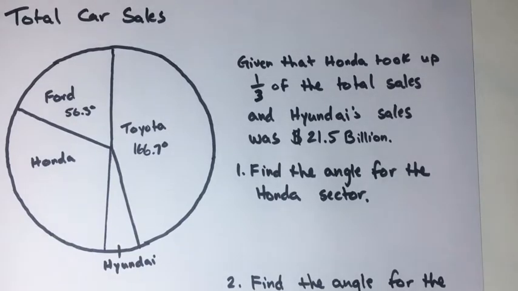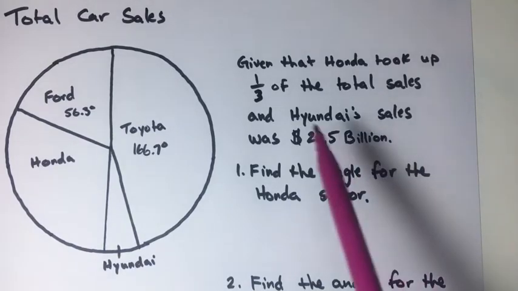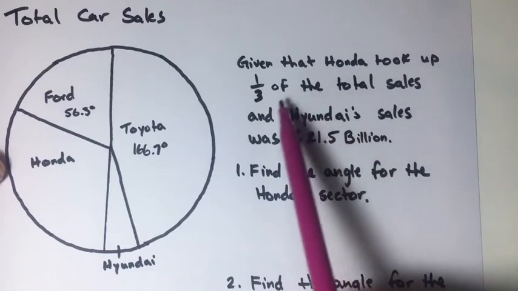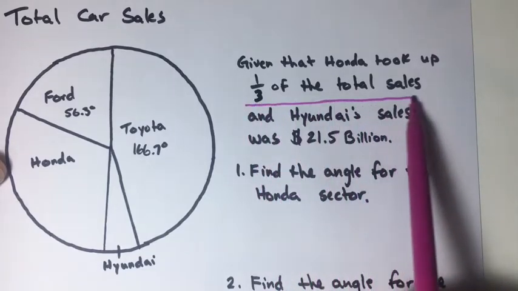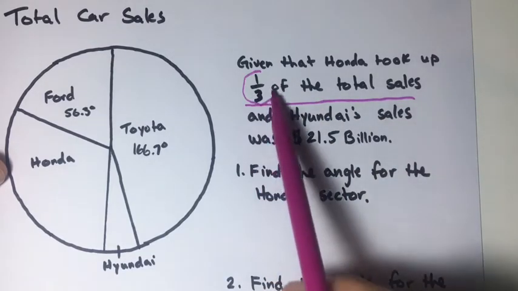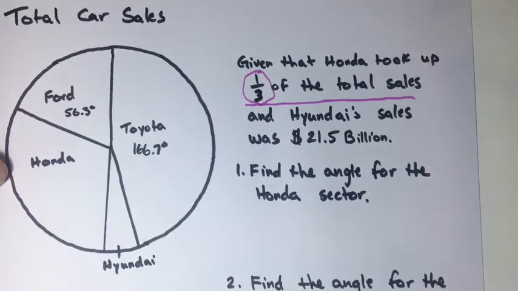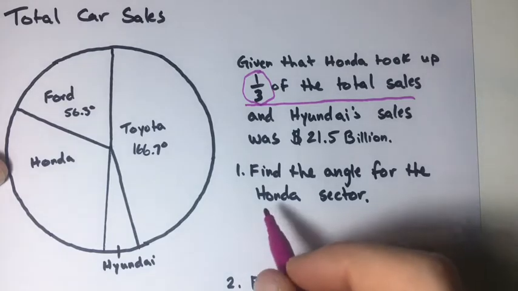So again, we're going to use proportions. So what do we know that's useful? Well, one thing we know is this. Honda took up 1/3 of the total sales. Well, a fraction is a good ratio to use in a proportion. So let's use that.